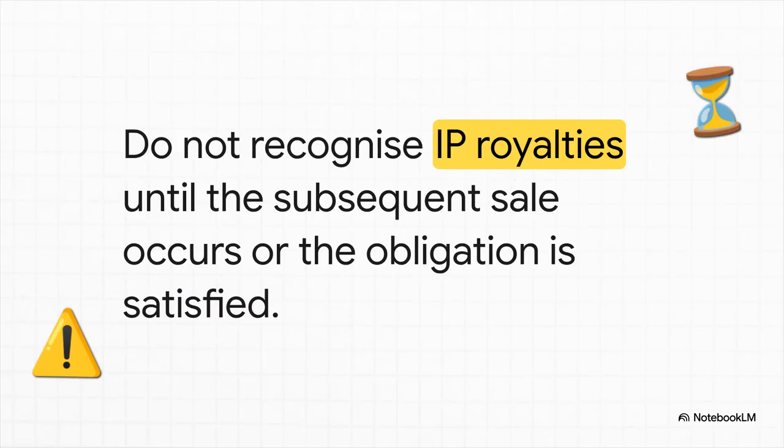Now, here is a really fascinating twist when it comes to IP licenses, royalties. If your IP license involves sales-based or usage-based royalties, you literally throw out the general variable consideration constraint we talked about in earlier steps. Yeah, we don't estimate or guess here. Instead, we just wait. You only recognize those royalties when the subsequent sale or usage actually happens, or when the performance obligation is satisfied, whichever comes later.